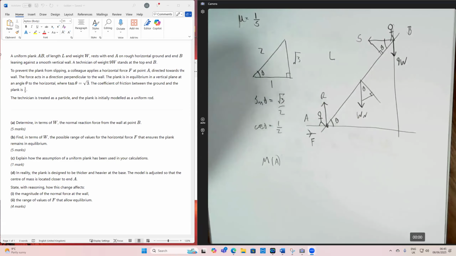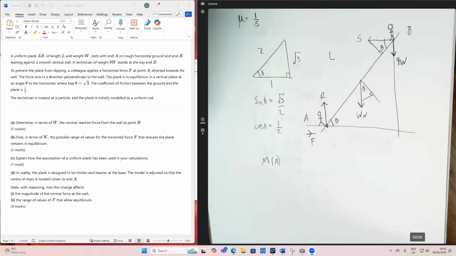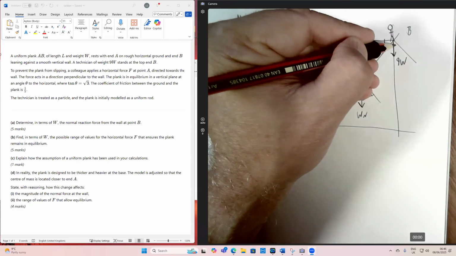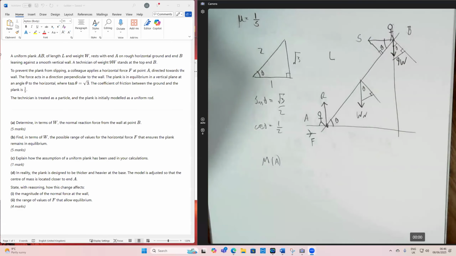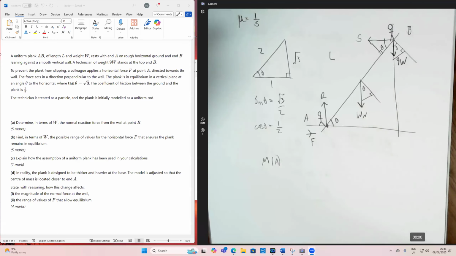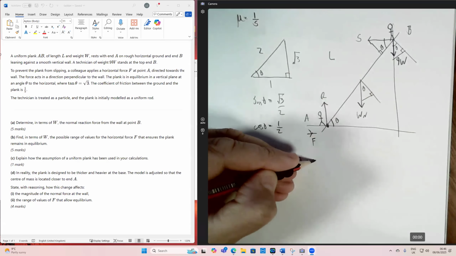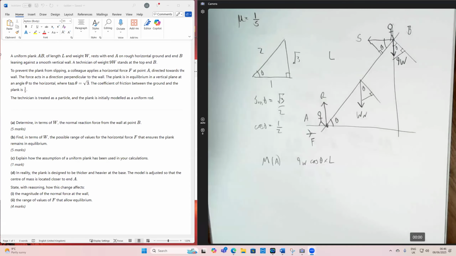Okay, so taking moments then about A, what have we got? Well, we've got our technician who's all the way up there. Now let's think about our technician as well. We've got a component of the weight of the technician. The component of the weight of the technician that is perpendicular to the rod is going to therefore be 9W times by cos theta, and that's times by the length of the rod, which is L.